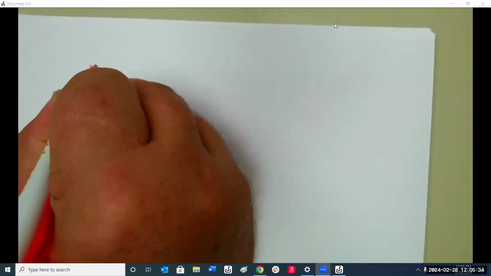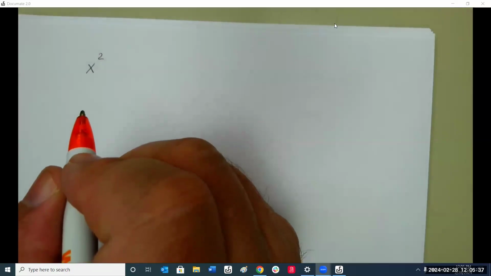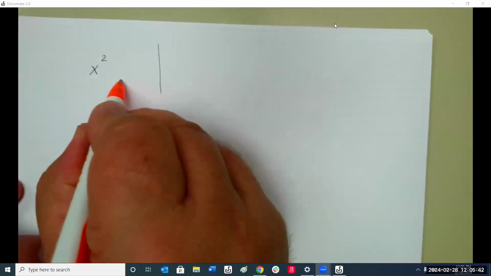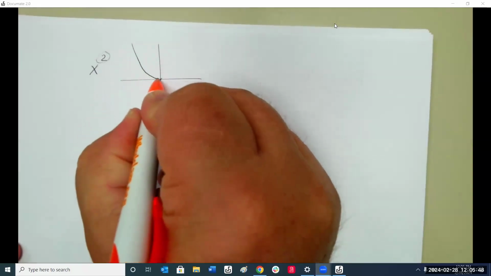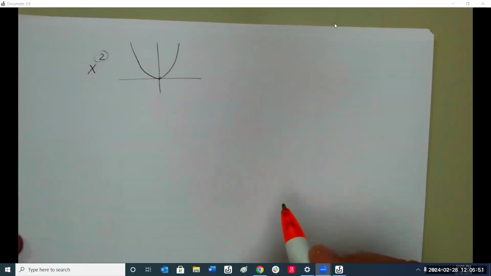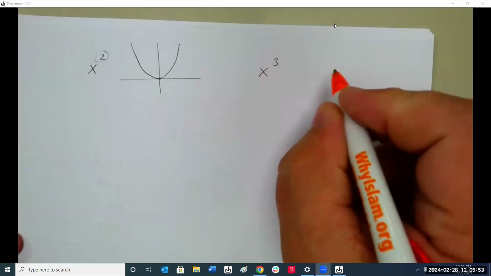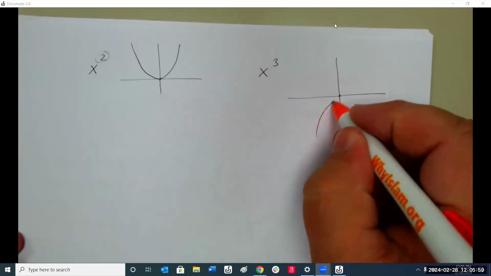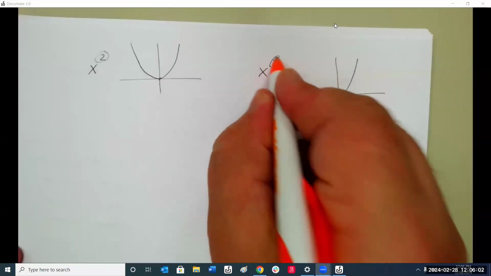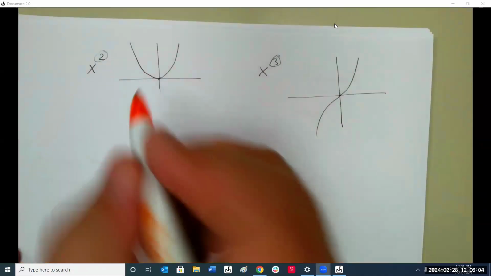So let's look at what we talk about. How the library of functions is pretty important. Remember we talked about if the multiplicity is even, it bounces off the x-axis. Well, what does the graph of x squared look like? Its multiplicity is 2. Its solution is 0. It just bounces off it. X cubed crosses through it. So if the multiplicity is odd, it'll cross. If it's even, it'll bounce.